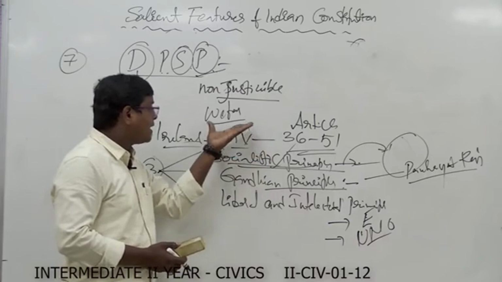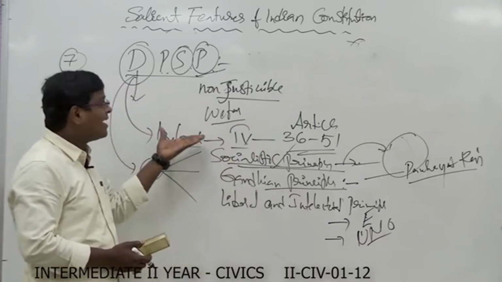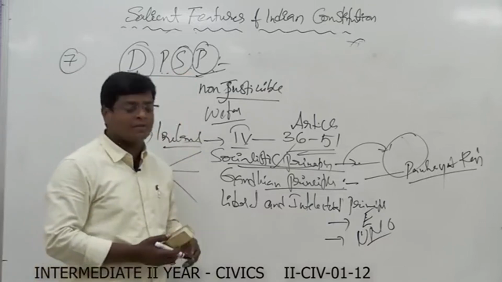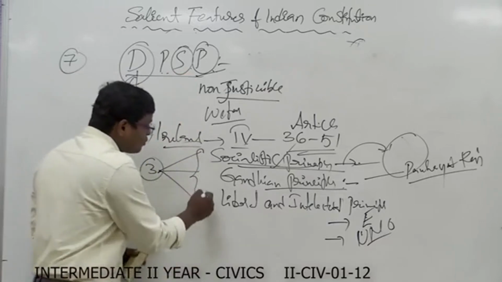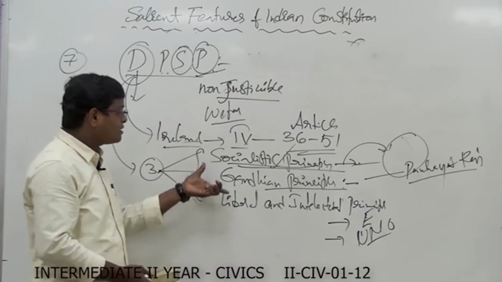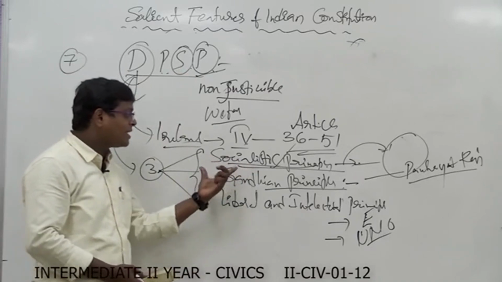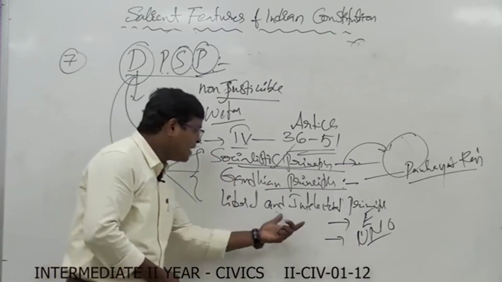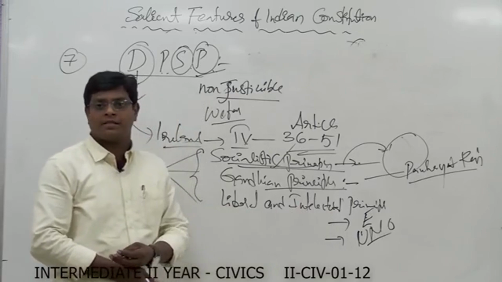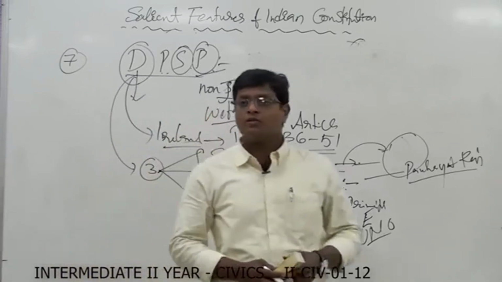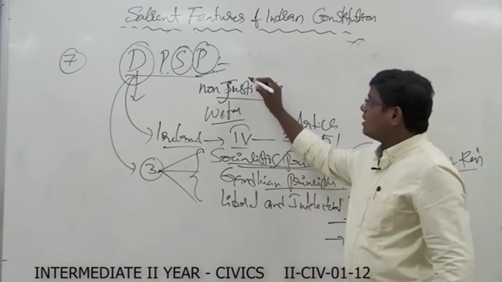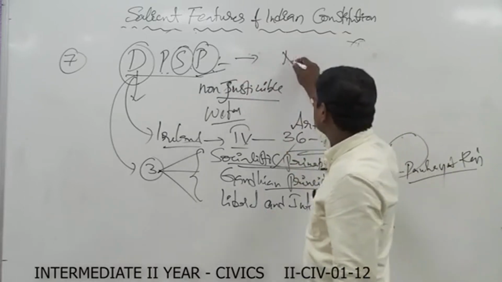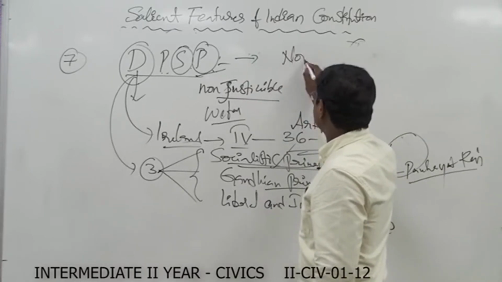inspired by the Irish Constitution. In Ireland, they are called social principles of state policy. That's why these are the directive principles of state policy. They are classified into three categories: socialistic principles, Gandhian principles, and liberal and intellectual principles. Here, according to Ambedkar, directive principles of state policy are a novel feature.